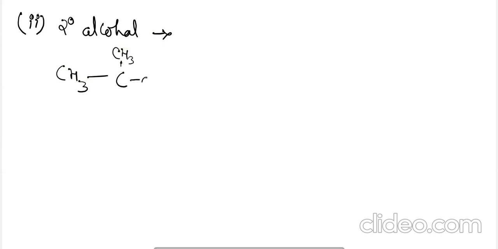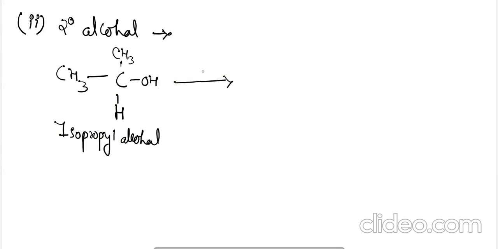Next, let's observe the case of secondary alcohol. So in the case of secondary alcohol, CH3CH(OH)CH3, which is isopropyl alcohol, on oxidation of isopropyl alcohol, acetone will be formed here.